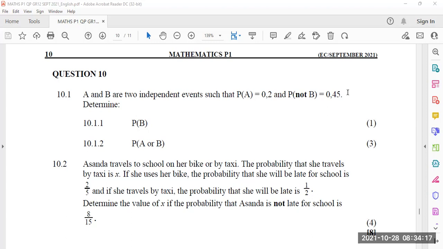So now we are looking at question 10, and this is a probability question, okay? So what is it that you're given here? 10.1. They are saying to us, A and B are two independent events such that the probability of A is equal to 0.2 and the probability of not B is equal to 0.45. And 10.1.1, what does it say? Determine the probability of B, right? So how are you going to go about solving that question?